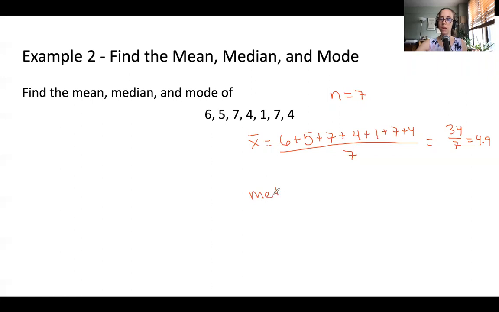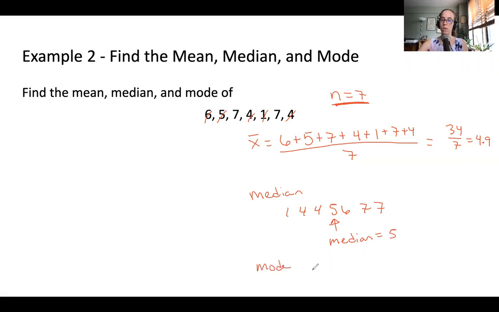To find the median, we need to list the numbers in order: 1, 4, 4, 5, 6, 7, 7. And because the number of numbers, the sample size, is odd, it's equal to 7, there is a number right in the middle. 5 is right in the middle, 3 numbers less than it, 3 numbers greater than it. So the median is 5.